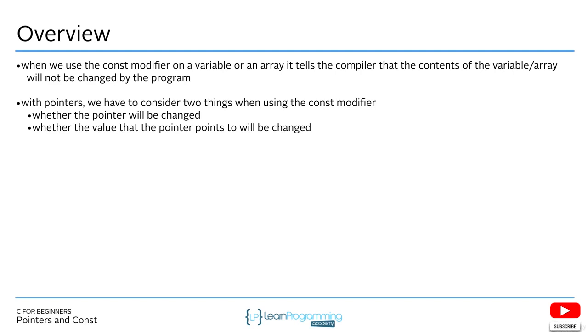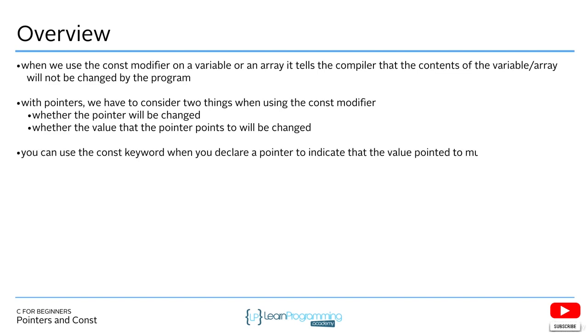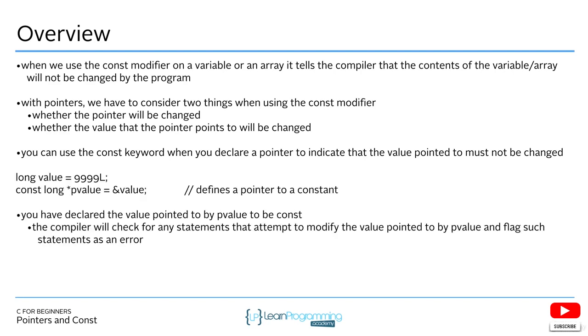In either case, we have to be specific in our syntax. You can use the const keyword when you declare a pointer to indicate that the value pointed to must not be changed. Remember, the pointer is a value, and a value has an address. What it's pointing to is the value at that address. If you want that not to change, you would put the const modifier before the type when you declare the pointer. So you would say const, whatever the type of your pointer is, asterisk, pointer.